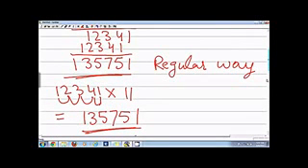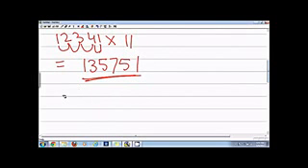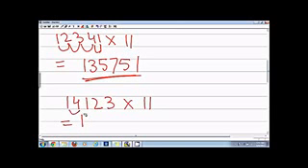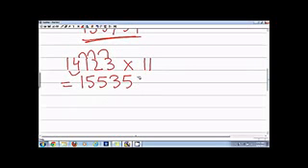In this way we can skip all this writing and go with the problem in a quick way. Another example will be 14123. In this case, if you multiply it by 11, the answer will be 1, and 1 and 4 is 5, 4 and 1 is 5, 1 and 2 is 3, 2 and 3 is 5, and then we have 3 in the end. So the answer is 155353. Now this method is a quick way.